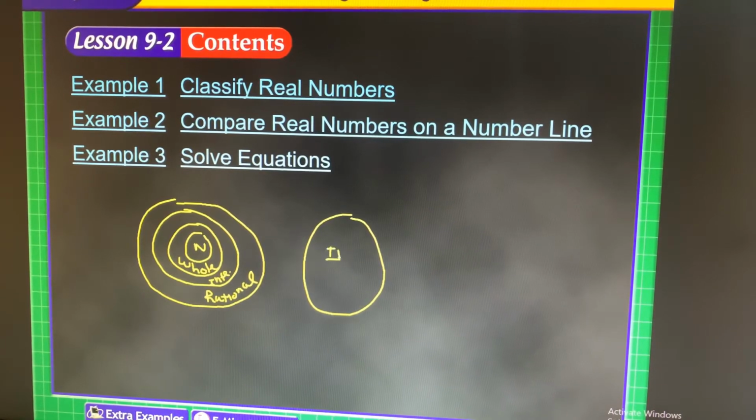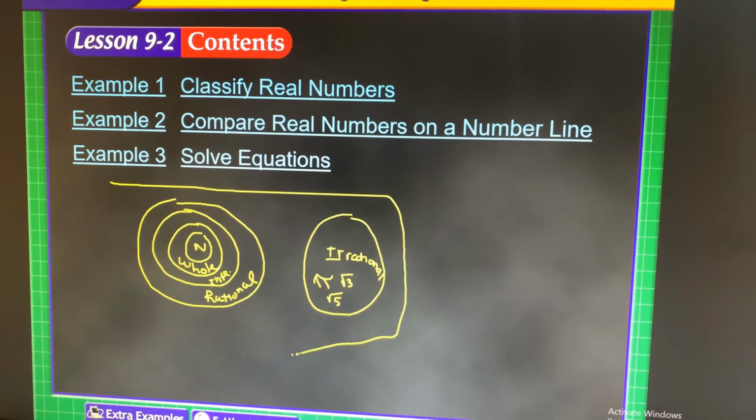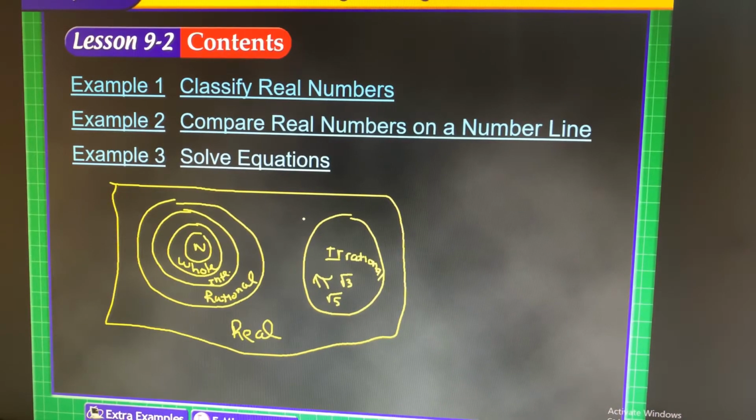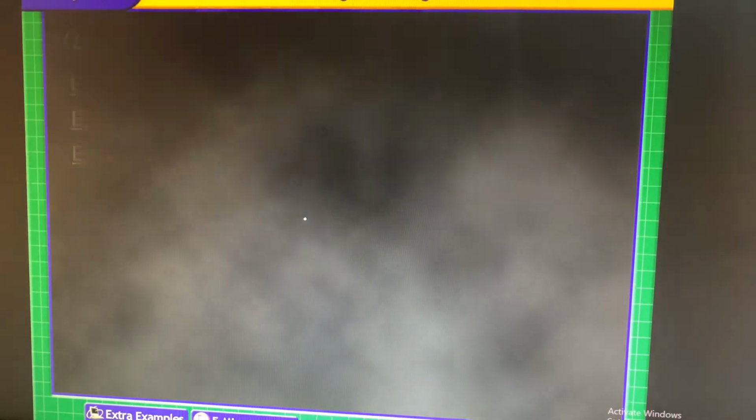This is your irrational numbers. And remember, your irrational numbers are numbers that go on forever. They don't repeat and they don't terminate. So pi and non-perfect squares, those go on forever and ever, okay? Remember, they're all within the real number system. They're all real numbers, okay? And then the outside is imaginary numbers, but that's all you need to know for classifying these.